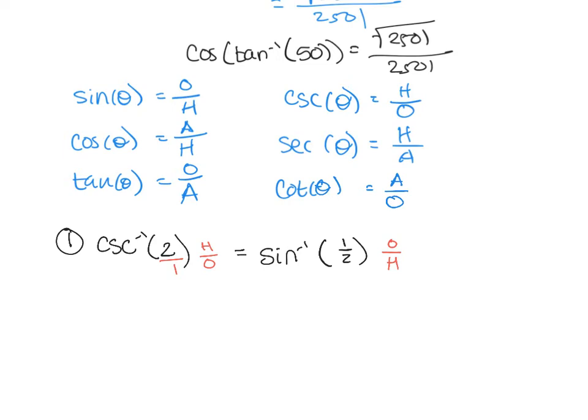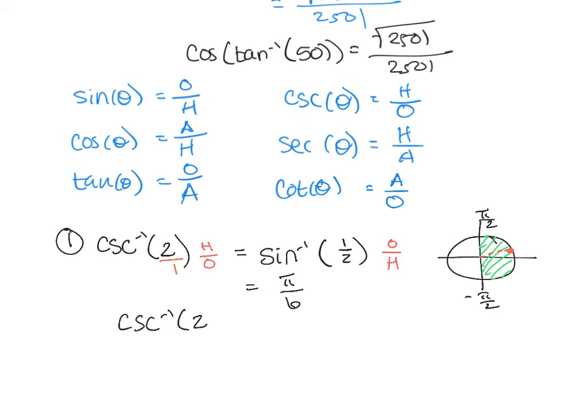So taking a look at this, sine inverse of 1/2. I'm looking, if you remember our circle, for this information here. Sine of 1/2 is going to be happening right here at pi over 6. So we can say the cosecant inverse of 2 is pi over 6.